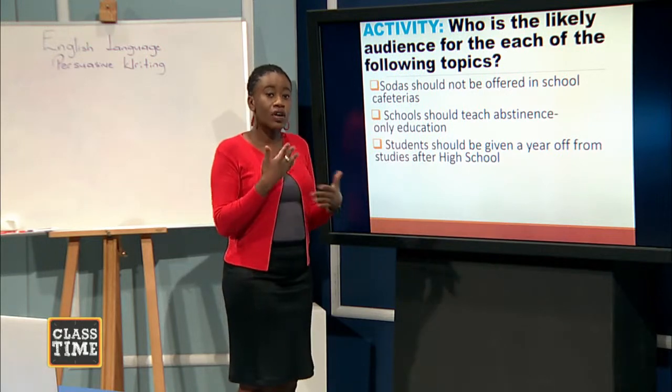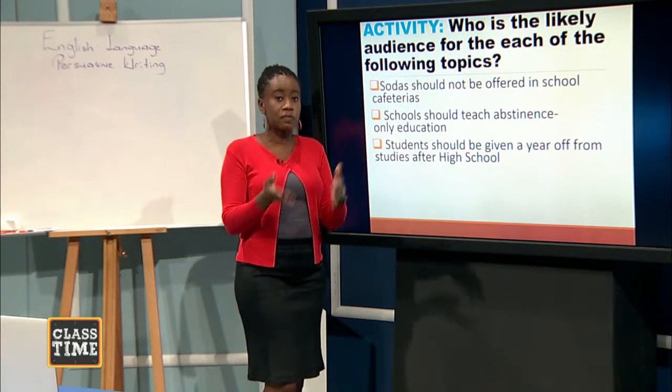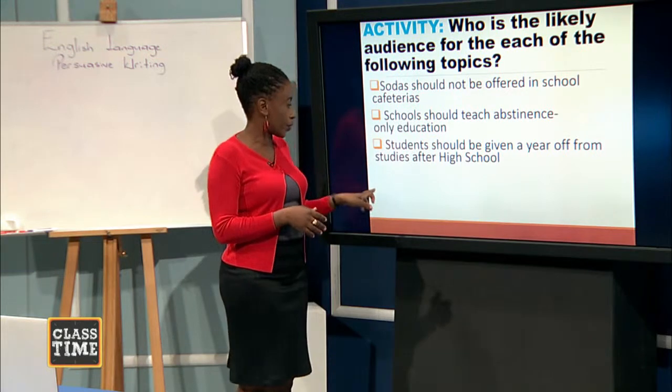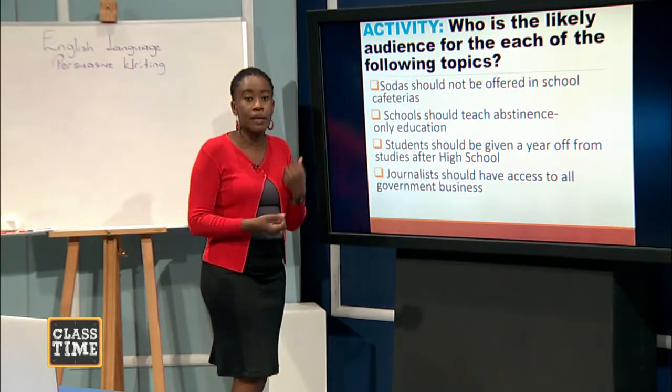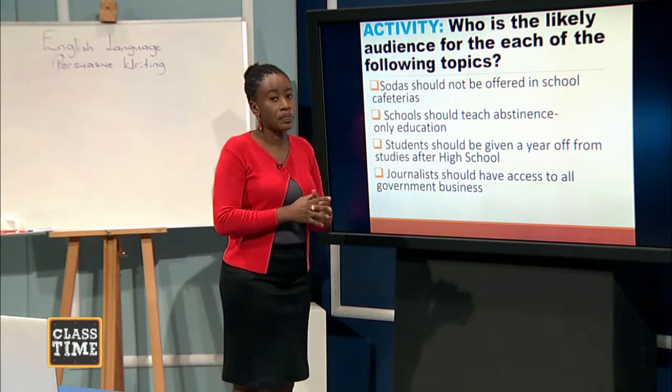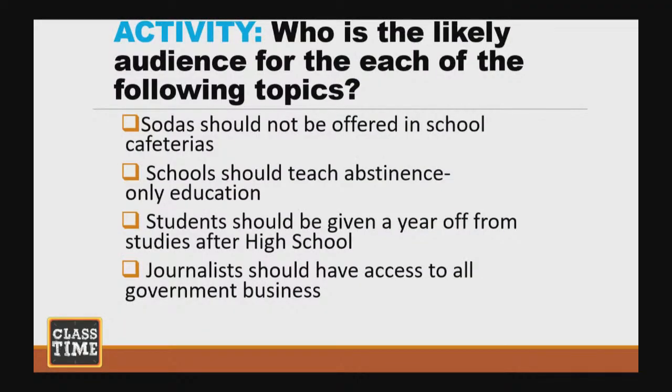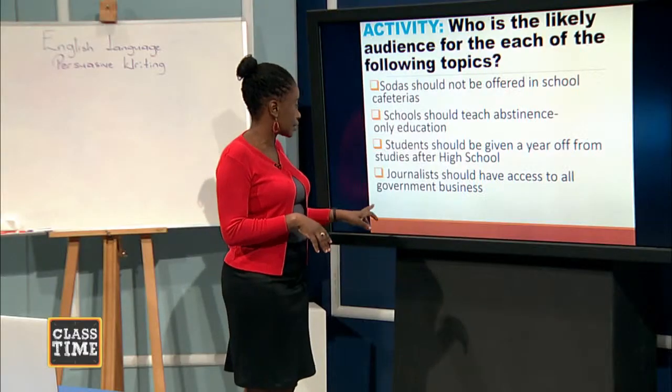So you see how you would have to alter your script or alter the persuasive piece to fit the audience that you're writing for. Last one, journalists should have access to all government business. Who would that be suitable for? Maybe persons in government, probably. Media personnel, yes. So this is what I mean when I say you have to know your audience so you'll know how to structure your piece, how to communicate your persuasive piece effectively to your audience.